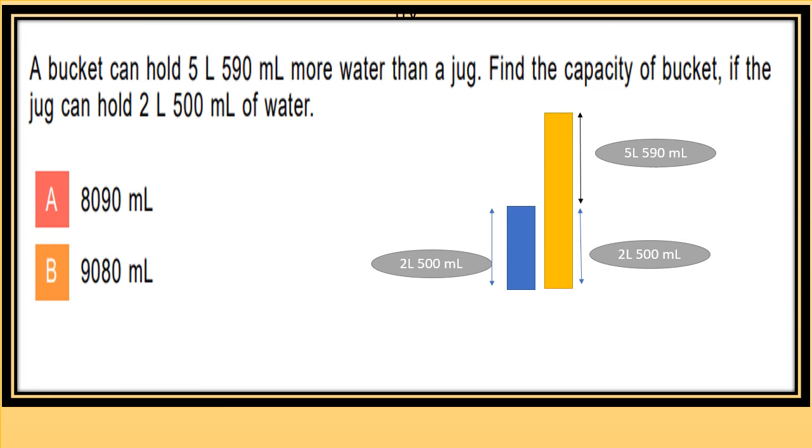A bucket can hold 5 liter 590 milliliter more water than a jug. Find the capacity of bucket if the jug can hold 2 liter 500 milliliter of water. Now capacity of jug is 2 liter 500 milliliter of water. So imagine it is shown by blue rectangle jug and bucket is shown by yellow rectangle. So bucket is holding 5 liter 590 milliliter more water than jug. Now you can easily calculate the answer.